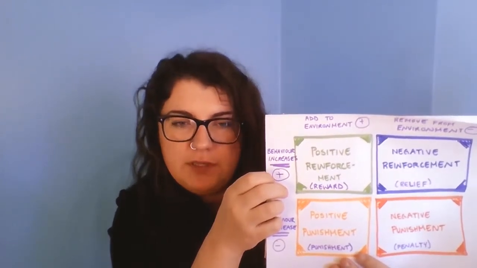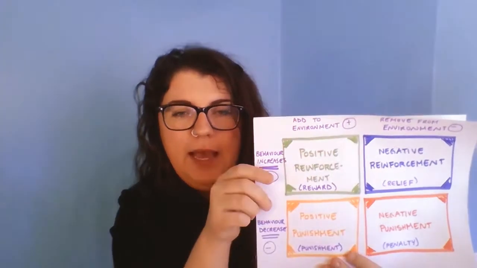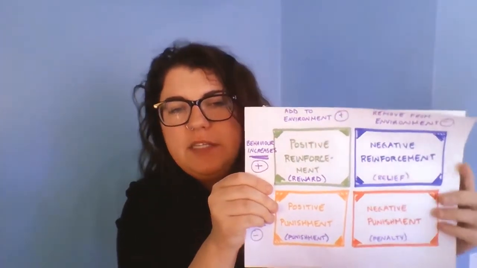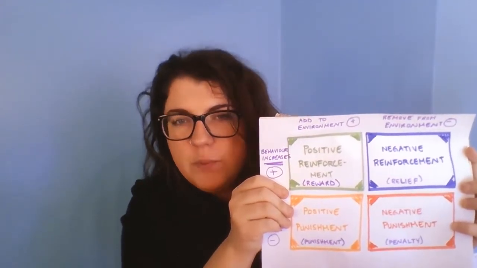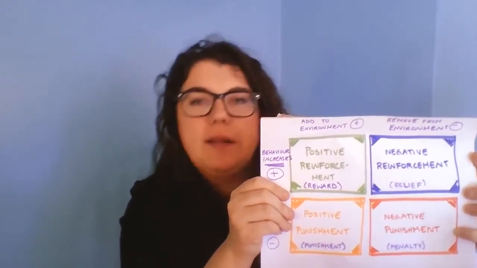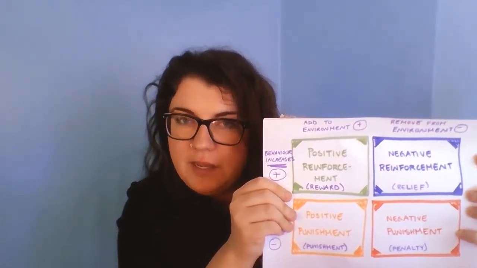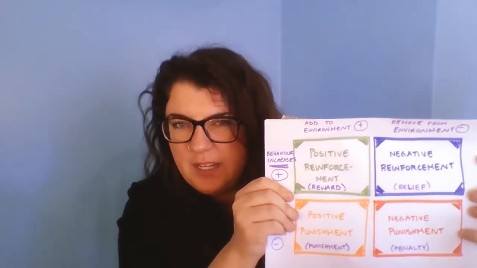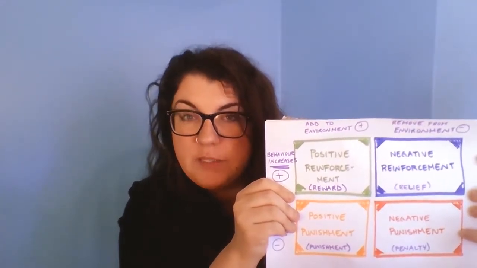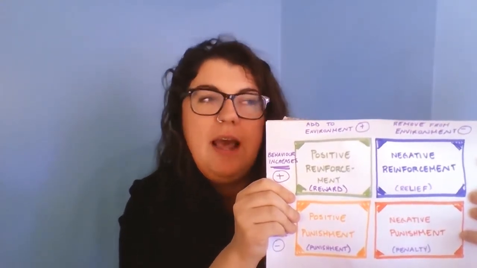The second option that we have to increase behavior is this one over in the blue. This is when we see an increase in behavior, but we've removed something from the environment. This is what we call negative reinforcement, or in layman's terms, relief. This is when after the behavior occurs, we take away something that they didn't want there anyway, something that's aversive. That's why it's relief, because there's something there they don't like. They perform a specific behavior, and then that thing's gone.